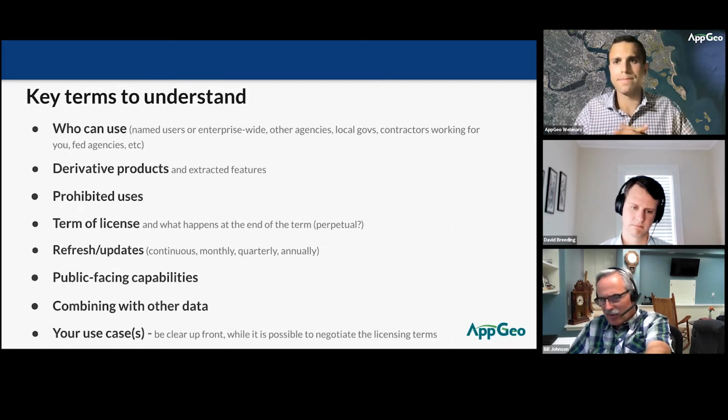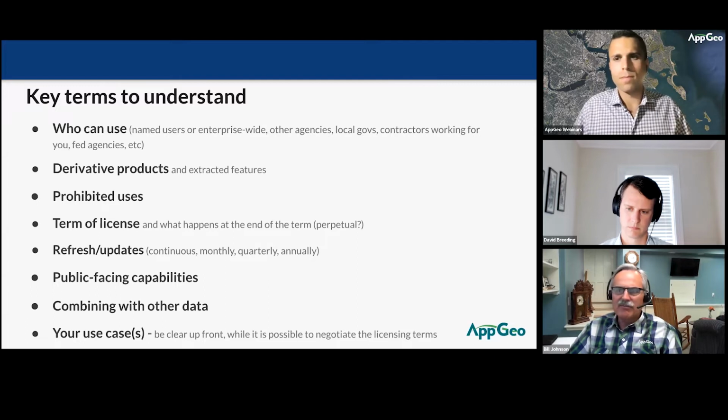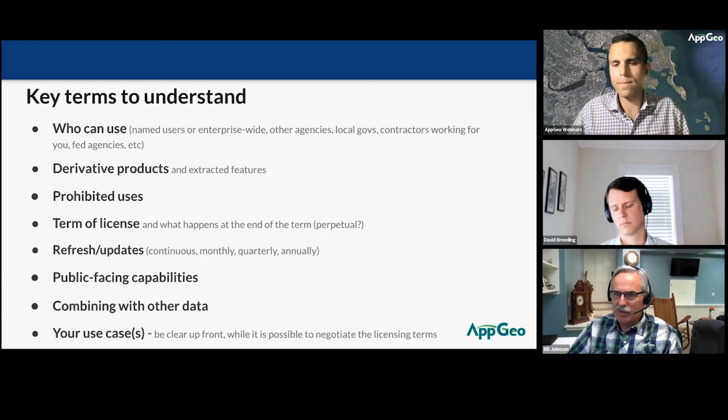And then I'm just going to skip to one other bullet here, which is the public facing capabilities. If you're in the government sector, most of the time the things that you're creating, the capabilities that you're building, have to be useful to the public. And so you have to make sure that you're getting enough rights to be able to expose that information in ways that meet those public requirements. So it's really, really important that you pay attention to these details.